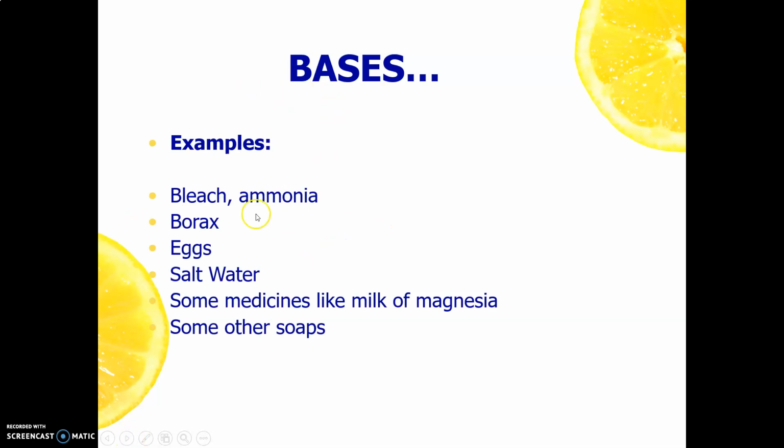Here are some examples of bases: bleach, the bleaching you use in your house, ammonia, borax, eggs, and salt water. Some medicines are bases too, like milk of magnesia. Milk of magnesia is used to treat heartburn. When you eat spicy food, you feel that burn in your chest. This is why they use milk of magnesia, just to reduce that burning feeling. It's also used in soaps.